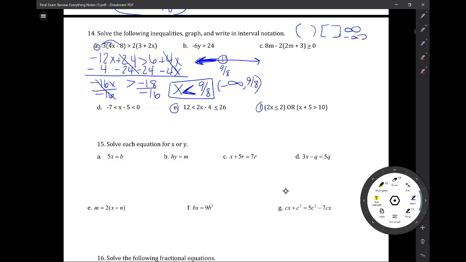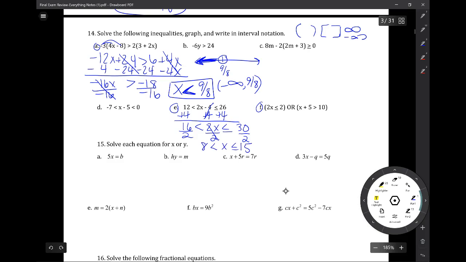But I'm going to jump to E, and this is what we call a compound inequality. Notice there's two alligators in the inequality. To solve for x, I can't just add 4 to one side. Whatever I do to one side of the inequality, I have to do everywhere. So this would become 16 is less than 2x is less than or equal to 30. And then the same idea, if I divide by 2 here, I have to divide by 2 everywhere. So this would become 8 is less than x is less than or equal to 15.